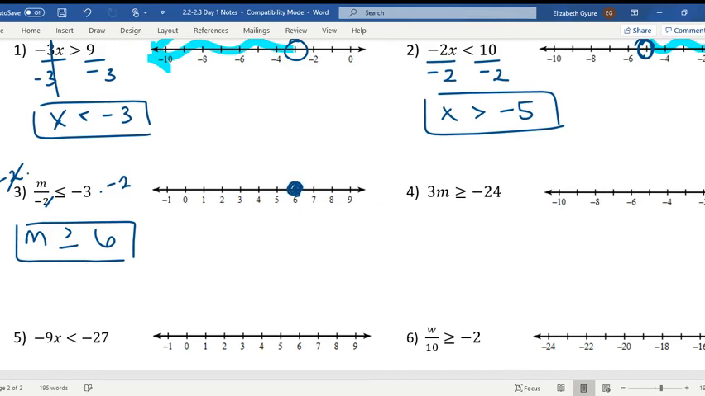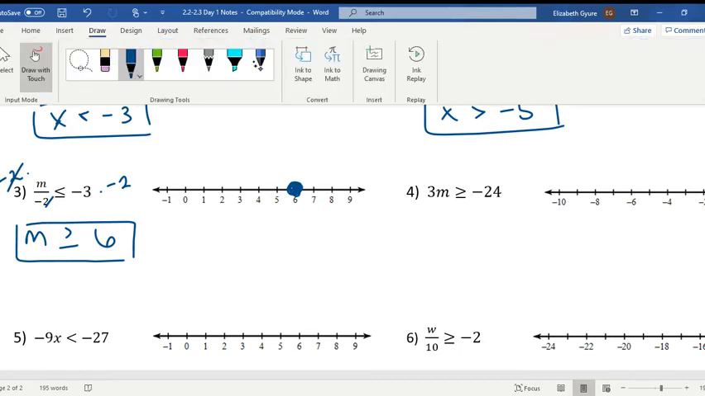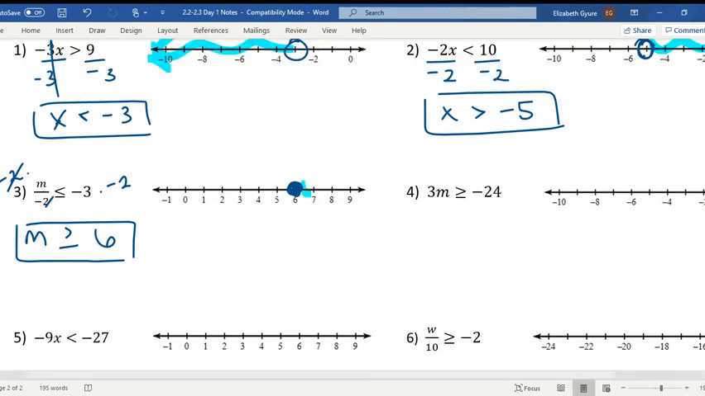Okay, that's okay. I don't expect you guys to get everything right all the time. All right, and this is greater than or equal to, so do I shade to the left or to the right? To the right. It switches directions because when you multiply or divide both sides by a negative, it changes the value on either side. So the whole thing, right, the whole thing has to switch.